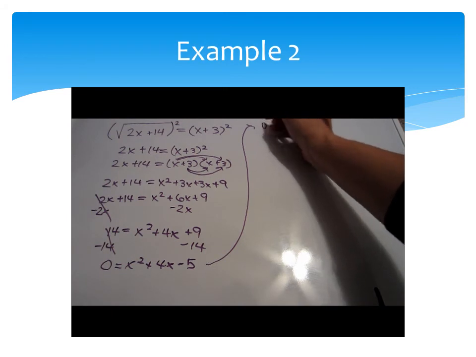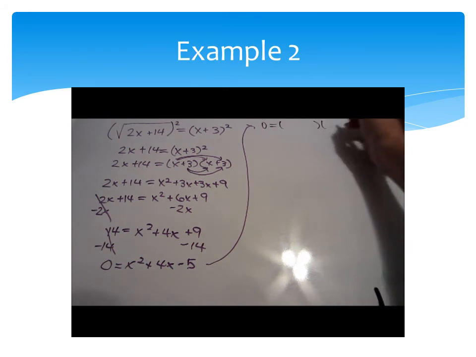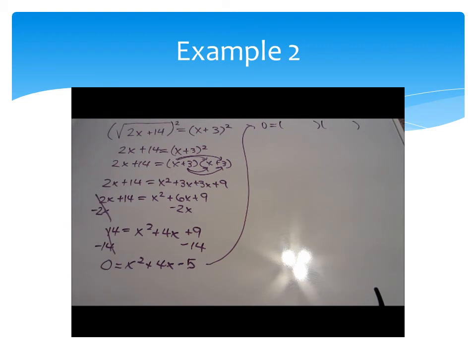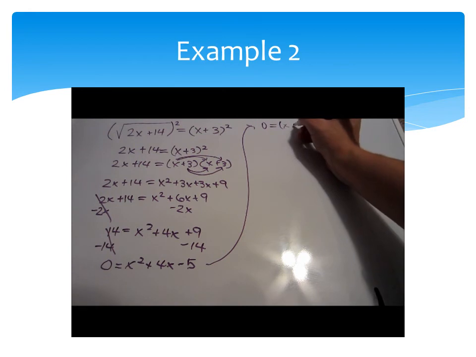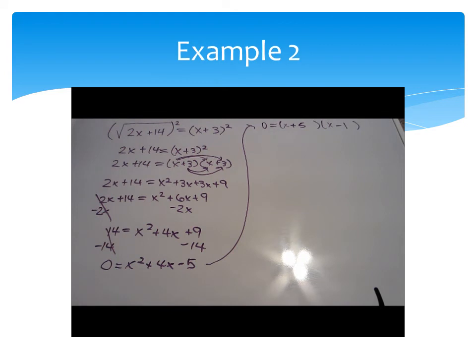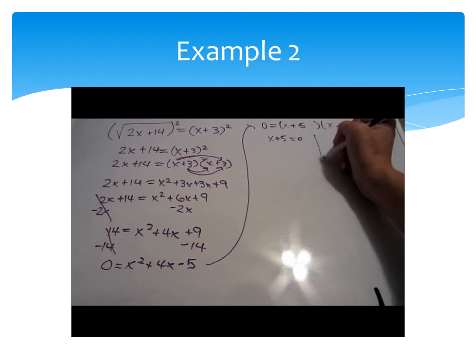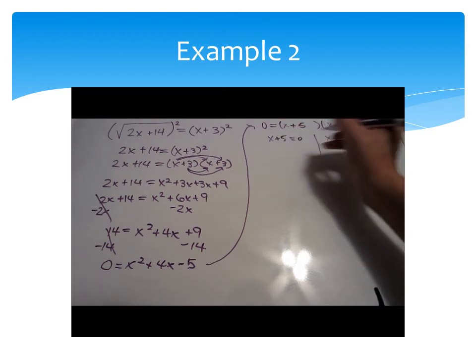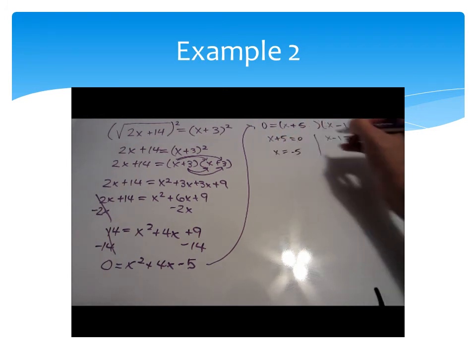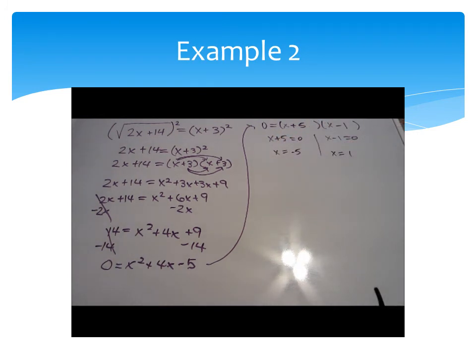So we need to get them to multiply to negative 5 and add to 4. So this is going to give us (x + 5)(x - 1). Now we need to set both parentheses equal to 0 to find our x's. So here x is negative 5 and here x is 1. Now we need to go back and plug in to see which one is our extraneous solution and which one is our correct solution.